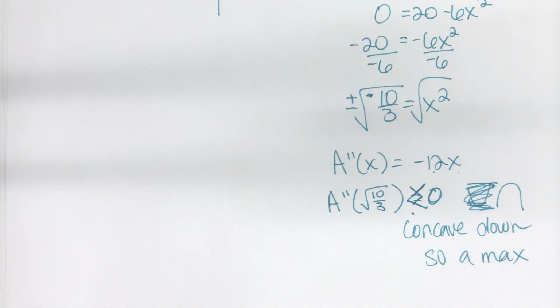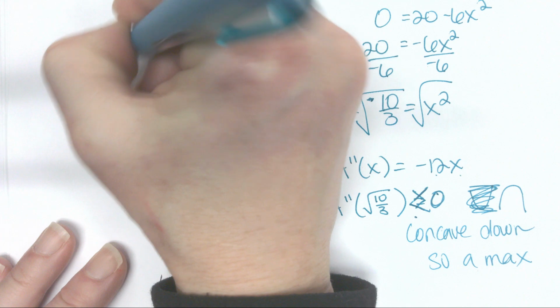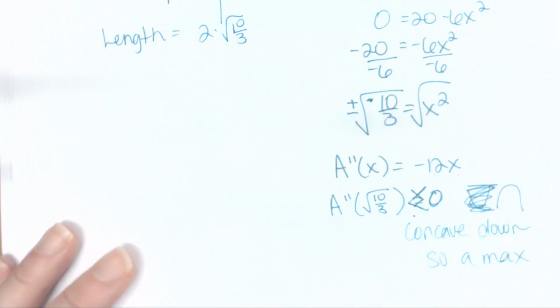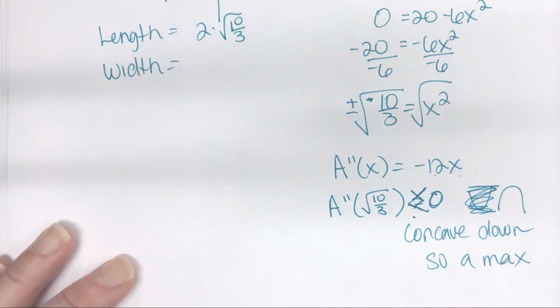So, going back to the original, the length was 2x, so it would just be 2 times the square root of 10 over 3, and the width is 10 minus that squared, so whatever 10 minus 10/3 is.